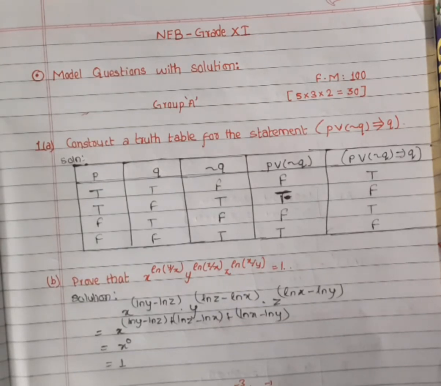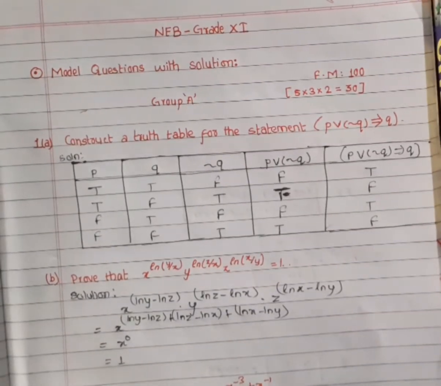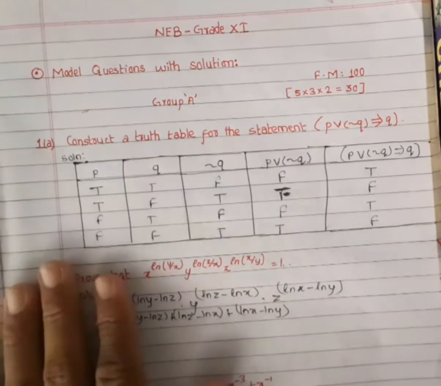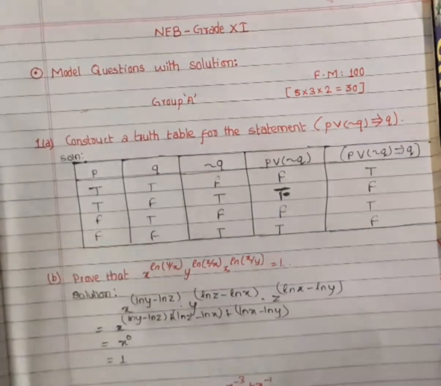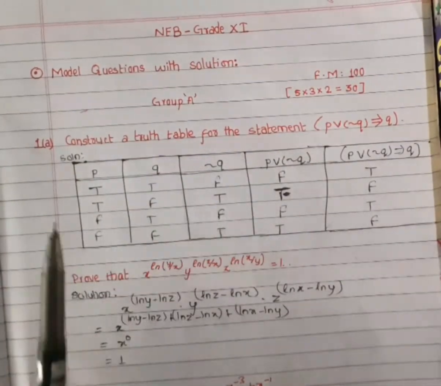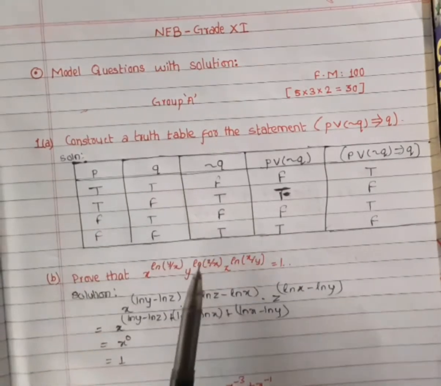So I'm providing Group A first, and Group A question number 1: construct a truth table for the statement. The given statement is P and not Q implies Q. First of all, we have to find the truth table of P, and after P, the truth table of Q, that is P and Q: T T F F, true true, false false, and true false, true false. It is simple.